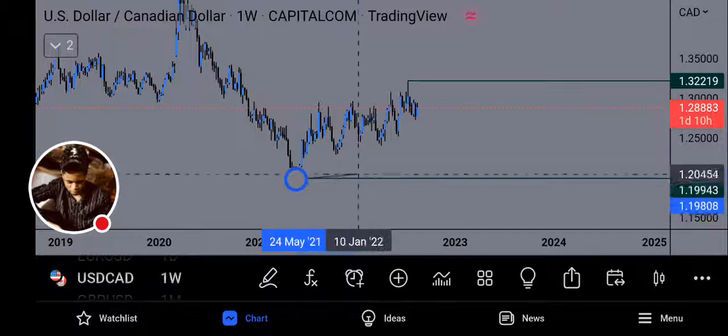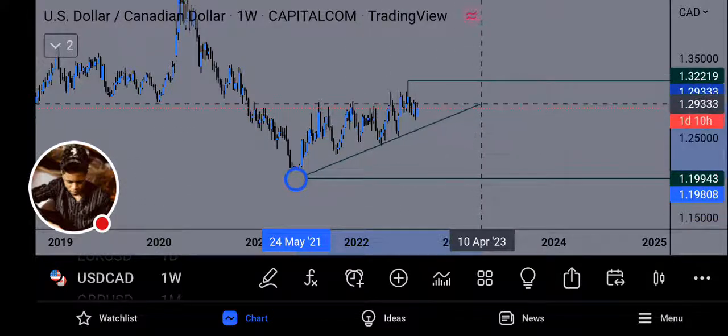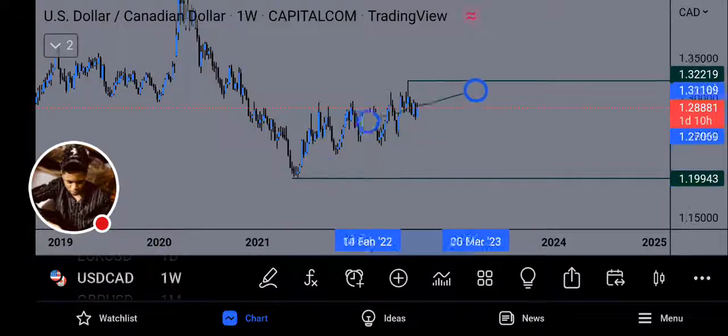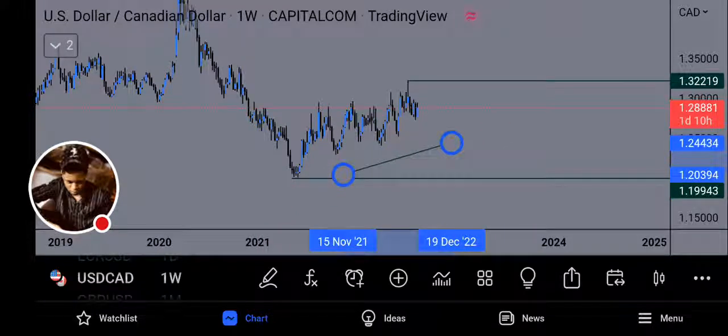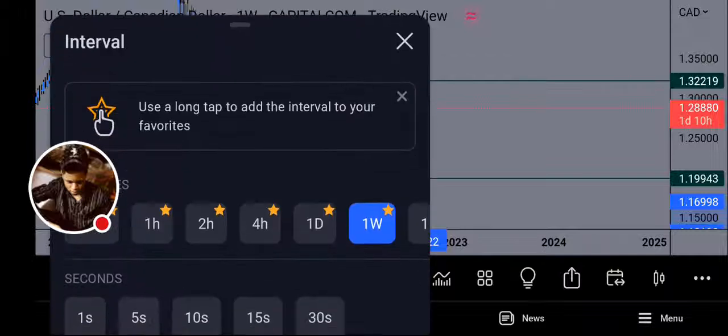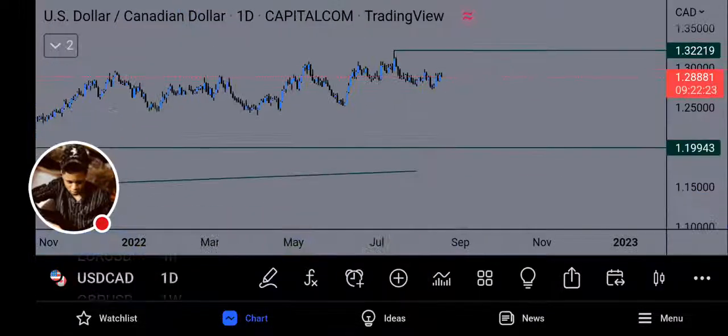So let me drop down to the daily. I don't know if I should put this line, but it's of no use. My TradingView is failing to show me my delete option. By the way, I'll have to update the app soon. So moving down to the daily time frame.